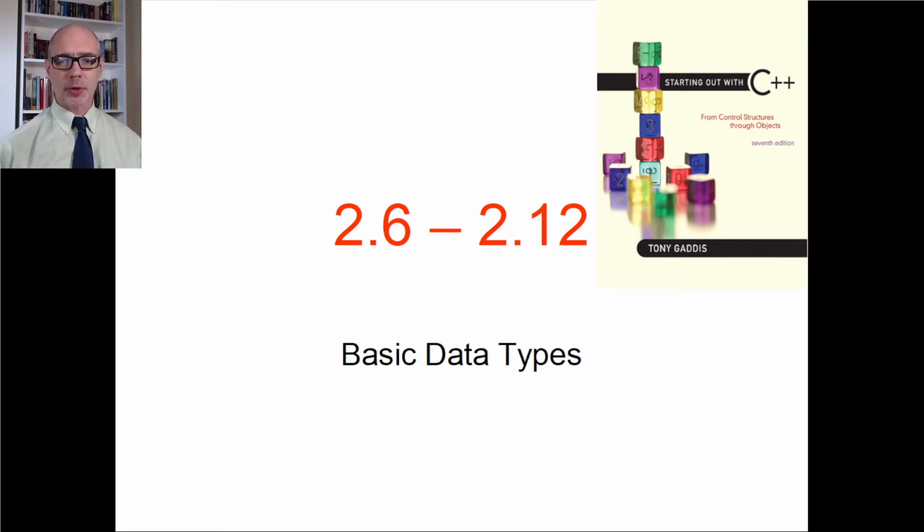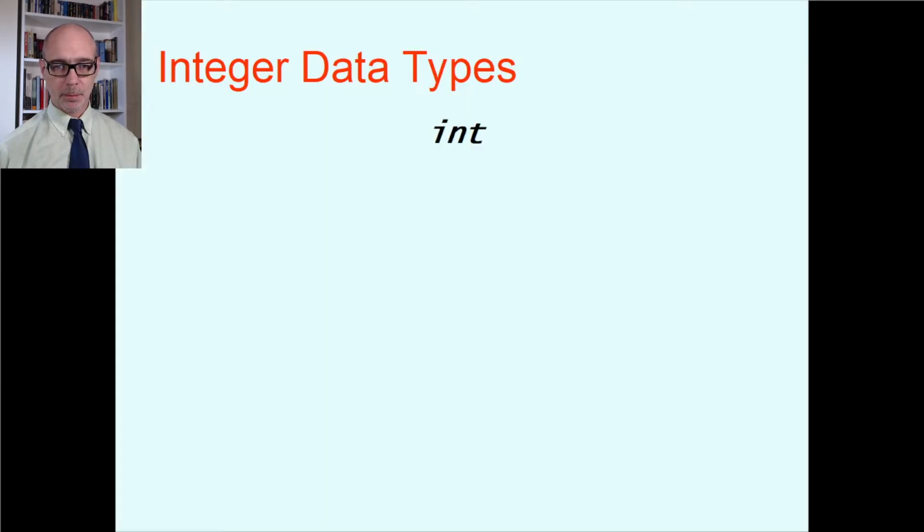Some people in the world call these the fundamental data types. Some people call these primitive data types. I myself might call them the atomic data types, but whatever you call it, they are the basic building blocks of storing data in C++. Okay, so let's start with the integer data types. And you are certainly aware already that the keyword in C++ for that is int.